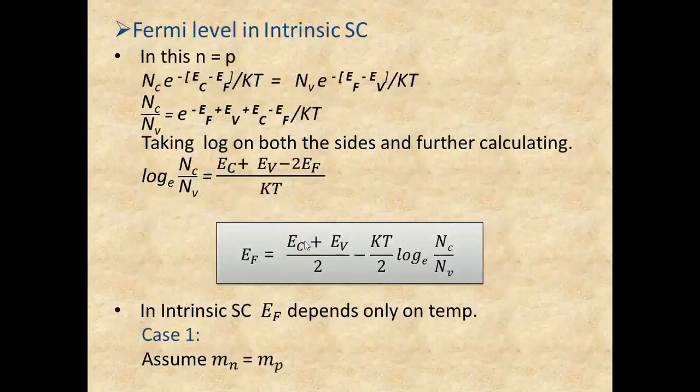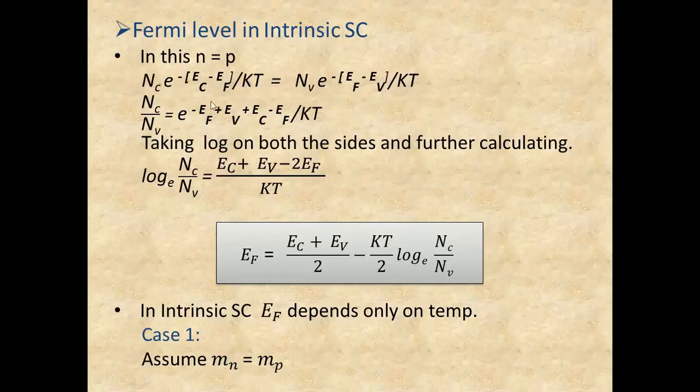Okay, so Fermi level in intrinsic semiconductor. Intrinsic means no doping. No doping means N is equal to P. I think I've told you these things in my previous videos. So when it's intrinsic, N is always equal to P because there's no doping. So we are just substituting N equal to this expression and P equal to this formula, and equating both.